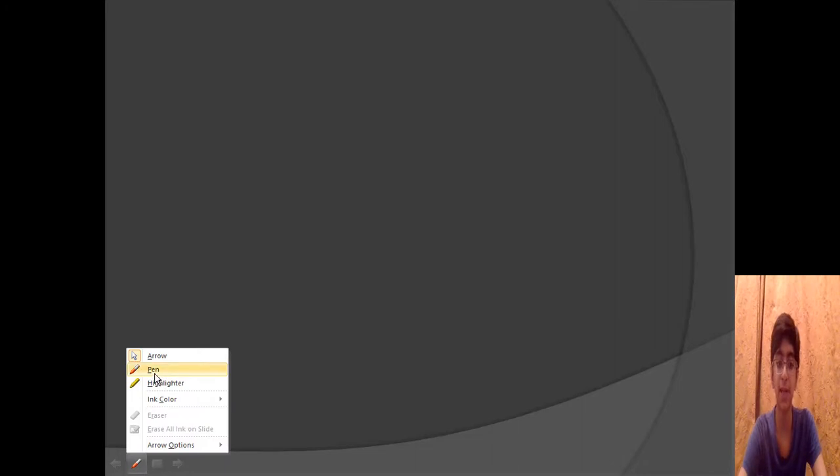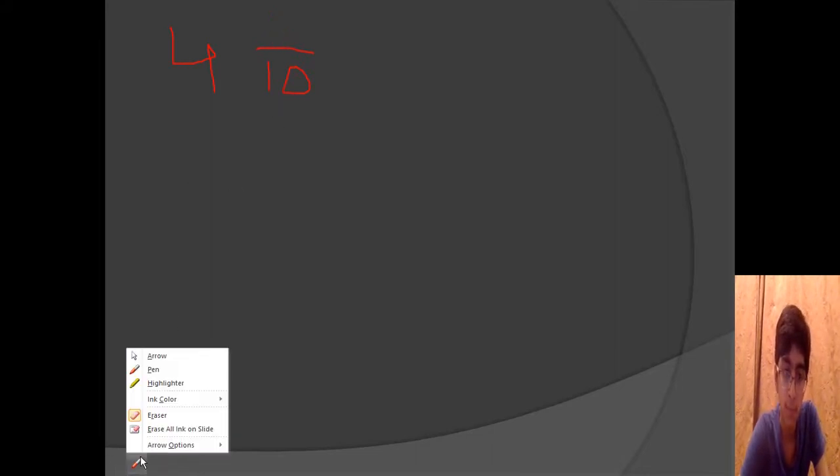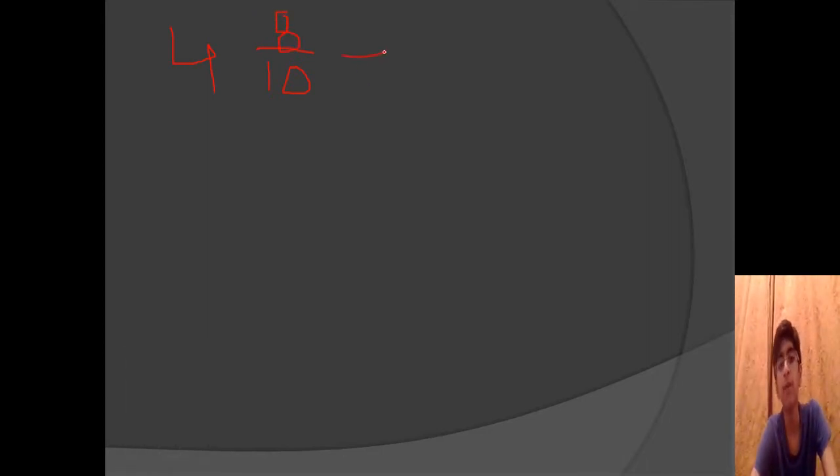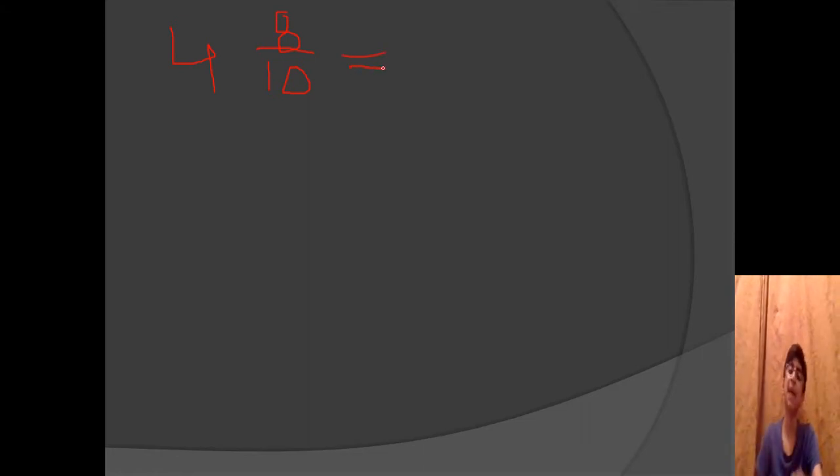I'm just going to demonstrate it here. I've got a fraction which is 4 wholes 6 over 10. Okay, let's just make it 4 wholes 8 over 10. Now we can't just simplify this number as it is right now. First we have to convert this mixed fraction into an improper fraction.